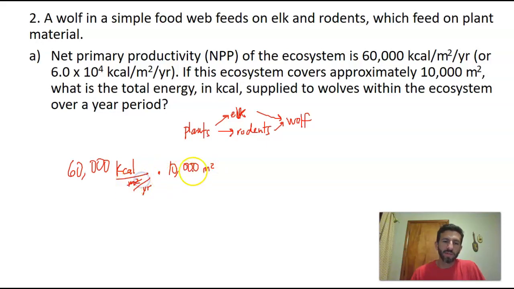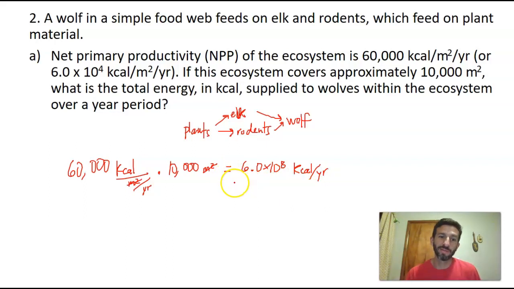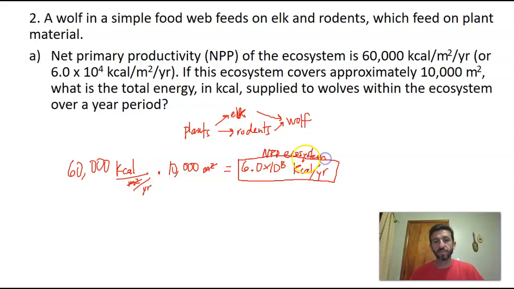And if I look at my units, the bottom of the fraction would be on top, so those cancel out. So I end up with, and I did this math earlier, I'm going to use scientific notation, 6.0 times 10 to the 8th kilocalories per year. And I know that when you come out of chemistry, you're like, sig figs. Guess what? No sig figs in APES. So, 6.0 times 10 to the 8th kilocalories per year is the energy that is available for the wolves. At first, this is the NPP for the entire ecosystem. Actually, that's not the final answer. This is just what's available in the entire ecosystem.